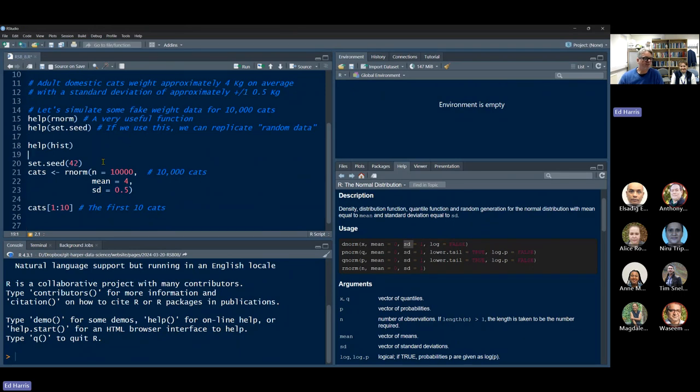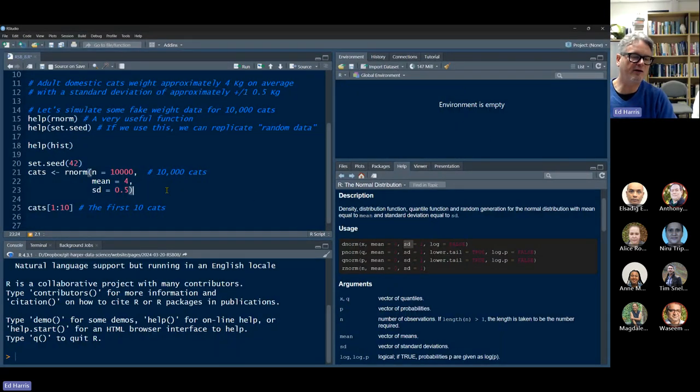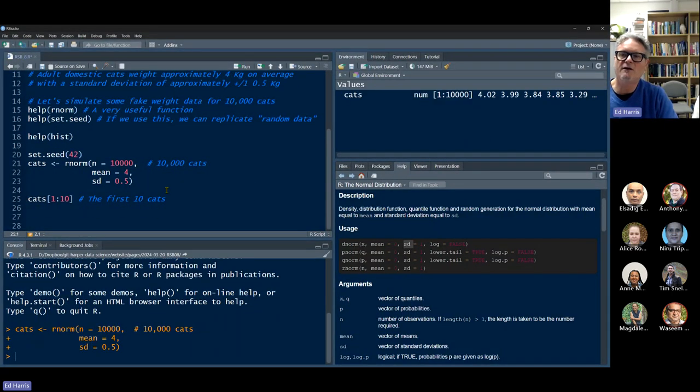What I'm doing here is I'm setting the seed just to any integer. I'm going to use the rnorm function to simulate the weight of 10,000 cats. So n is 10,000, the mean is 4 kilograms, and the standard deviation is half a kilogram. Okay, so we can go ahead and simulate that. It'll pop up in the global environment. There it is.